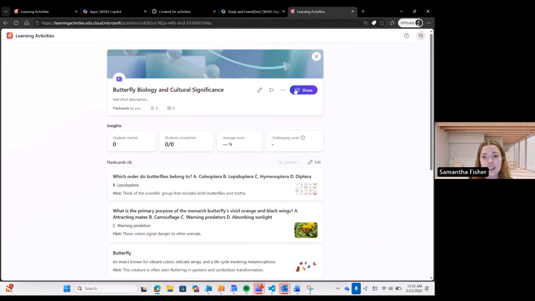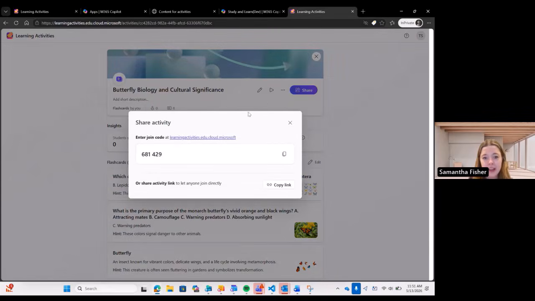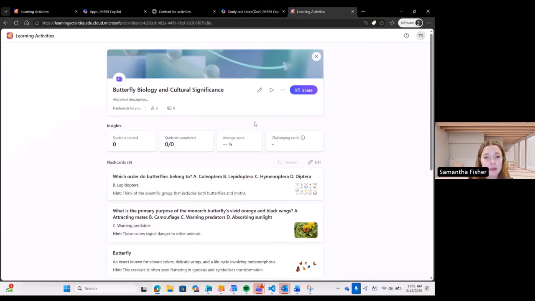So if I select this share button, I have a join code that I can share with my students, or I can just copy this link. We see most people use the copy link option because I can then drop that in an assignment, in my learning management system, or wherever to make it easy for my students to access. So that link will then just let my students access and practice this flashcard set, which is super easy.